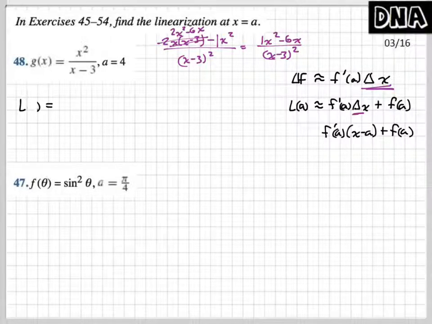Not at a, sorry guys, we have to put 4 right there because it gives us a value. So the first thing we have to do is plug the 4 into f prime. So there's our f prime right there. If I plug in 4 to this, what would it simplify down to? I'm running out of space, so we can get rid of this.